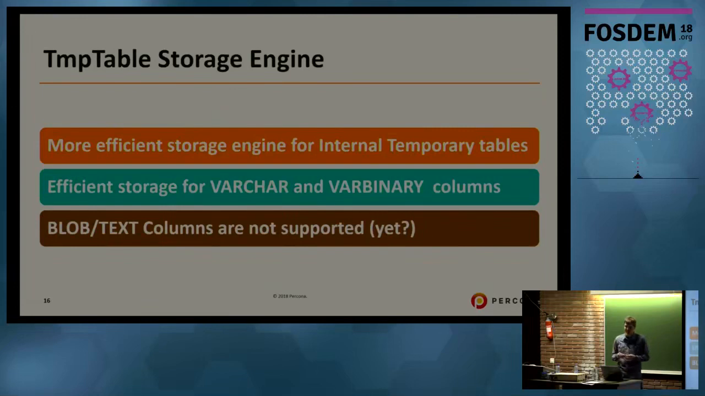The temptable storage engine. That is actually one of the things related to how UTF-8 was optimized. It's a much more efficient storage engine for internal temporary tables, which are used for many complicated GROUP BY queries. And what it provides is much more efficient storage for this temporary data, especially if you have varchar and varbinary columns. Right now, it doesn't deal with blob and text columns. Those still would require an InnoDB temporary table, but those are to be fixed, as I understand.